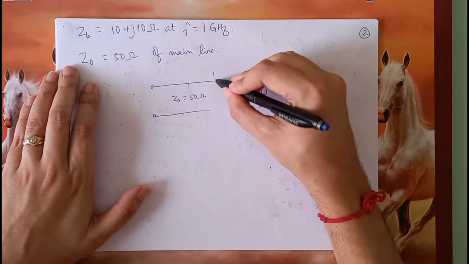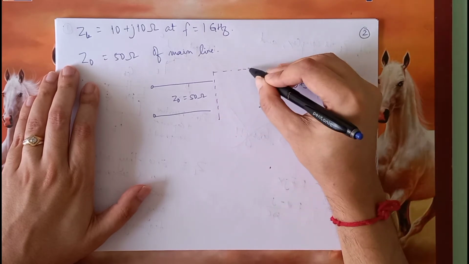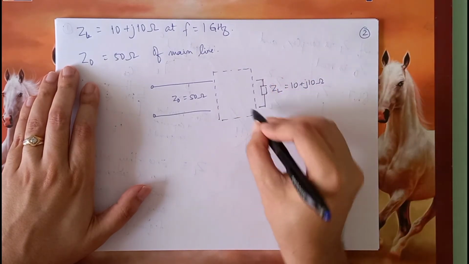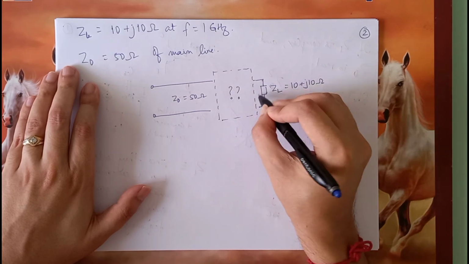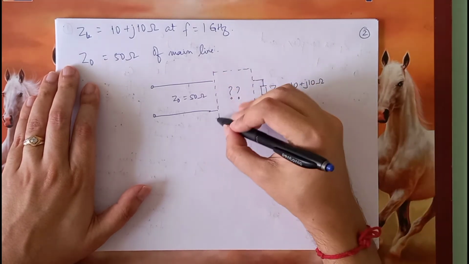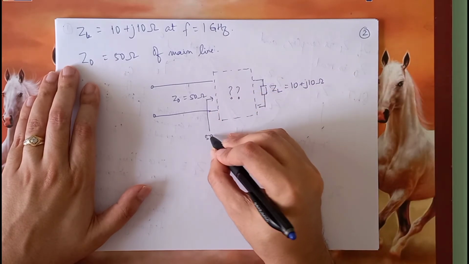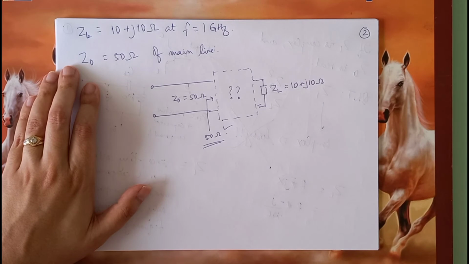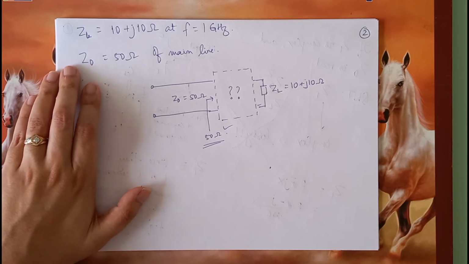Once again, I have to introduce some kind of a black box over here with some question mark, which will sort of make the main line see that the impedance looking over here is still 50 ohms. Now, is that possible? Well, it is possible. And it is a technique that you have learned already in your basic waves course. And that is the concept of stubs.